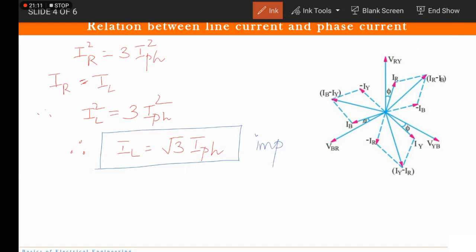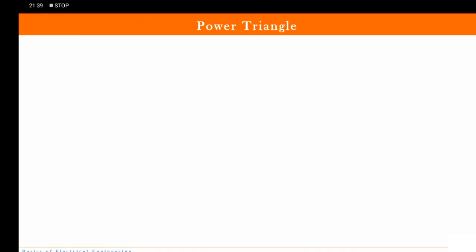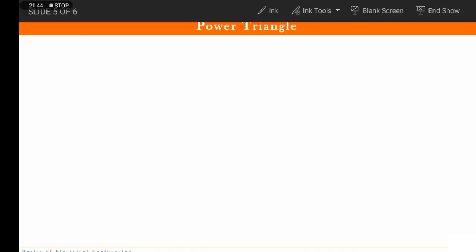So what is the conclusion? In delta connection, the line current is root 3 times phase current. But remember, here line voltage is same as phase voltage in delta connection. Now this relation is opposite if you compare the star connection. Fine? Okay? So this is clear? Yes. So let us talk about now power. Before going to power triangle, let us calculate power.